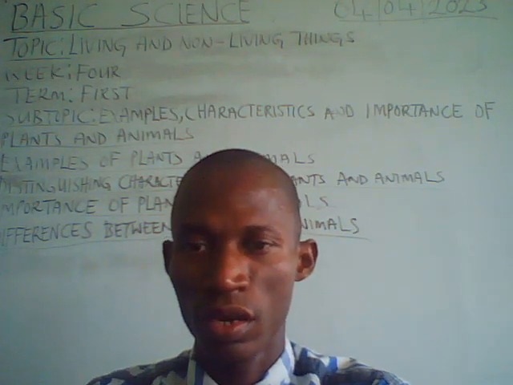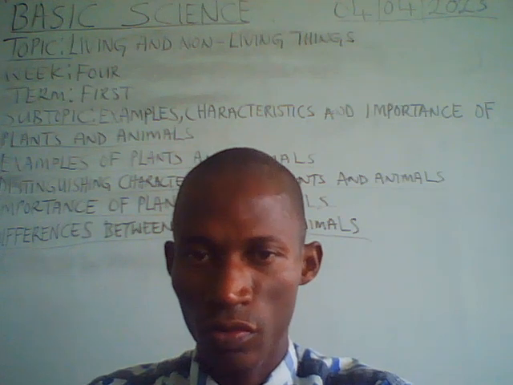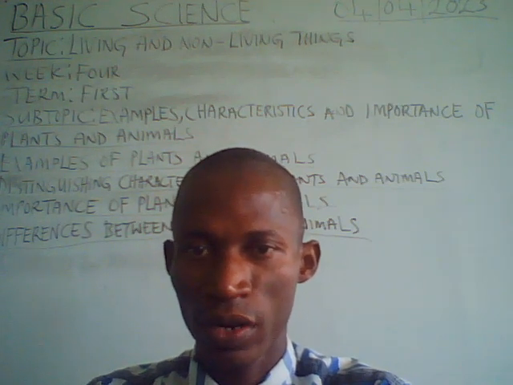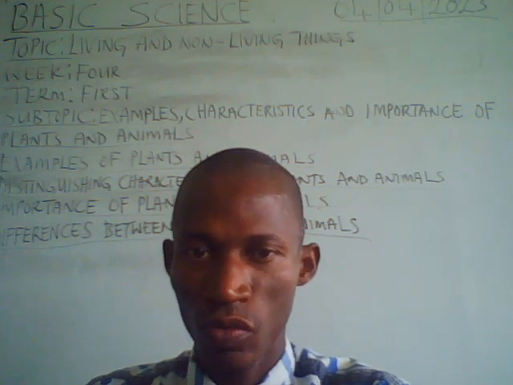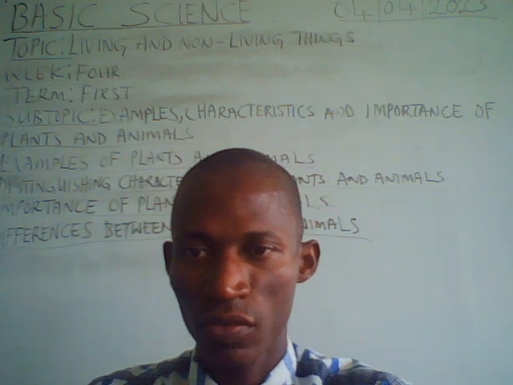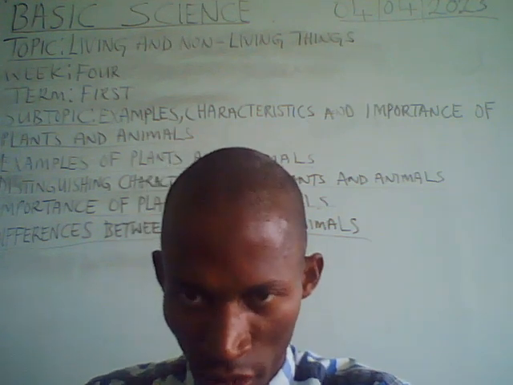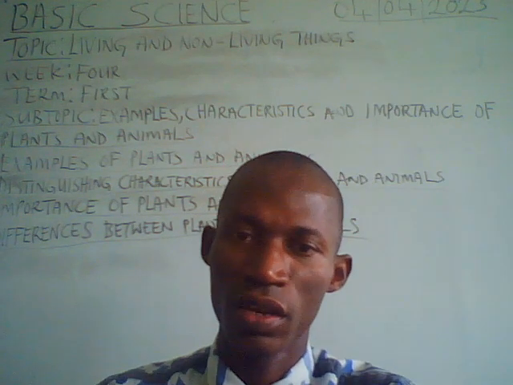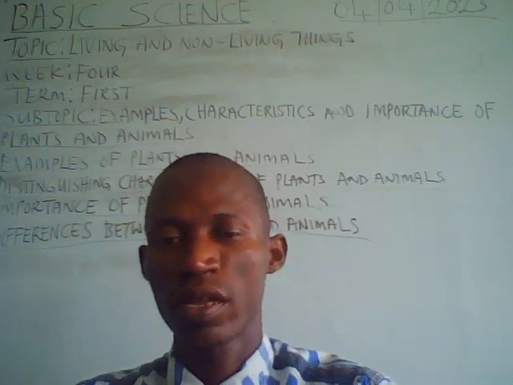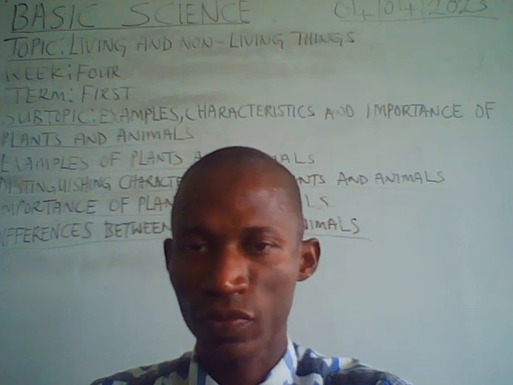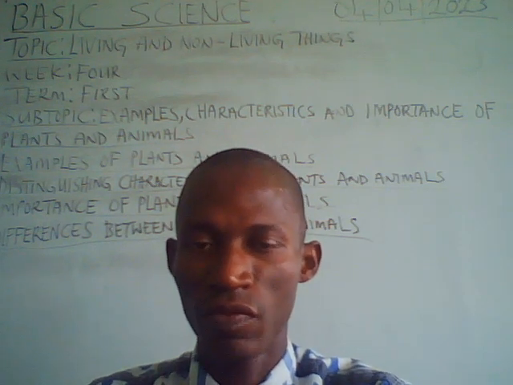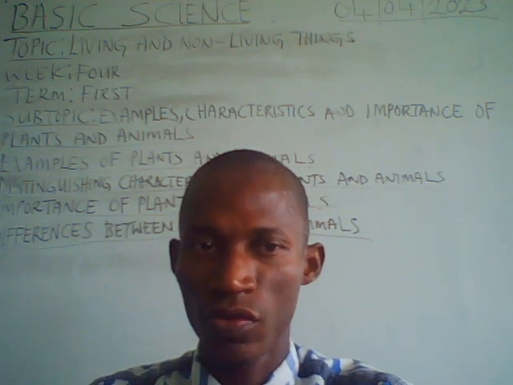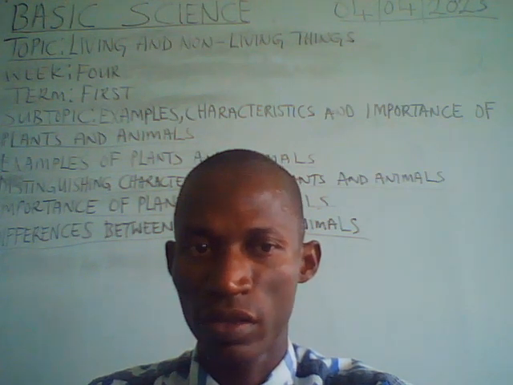So during the course of study, we'll look at examples of plants and animals. We'll look at the distinguishing characteristics of plants and animals. And then we'll also look at the importance of plants and animals and differences between plants and animals. Now let's start with the very first one, which is the examples of plants and animals.